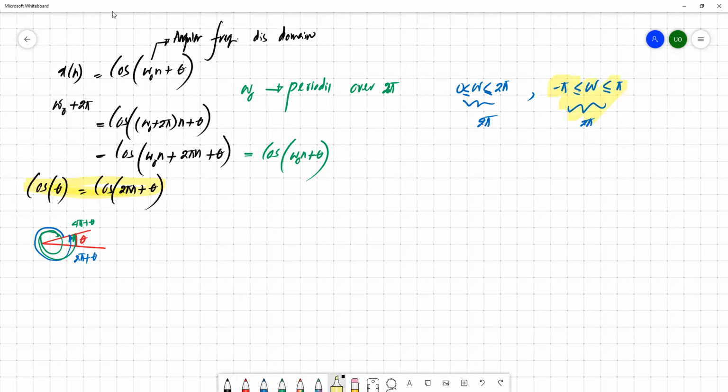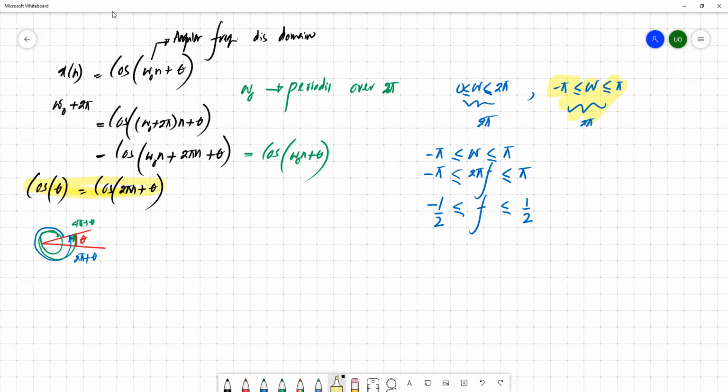Okay, so we'll map it to the frequency. What happens? We know that omega is in between +π and -π. We know that this omega can be represented using 2πf, so -π ≤ 2πf ≤ π. If you divide the entire expression by 2π, it's basically -1/2 ≤ f ≤ +1/2.